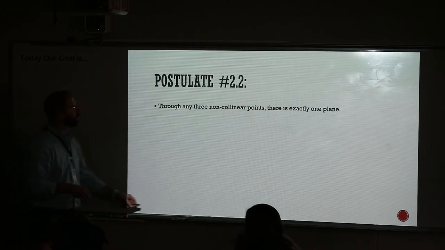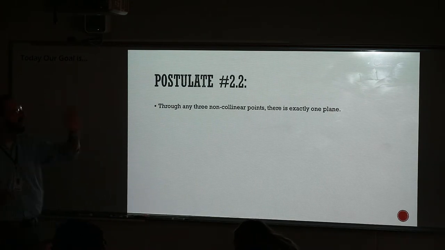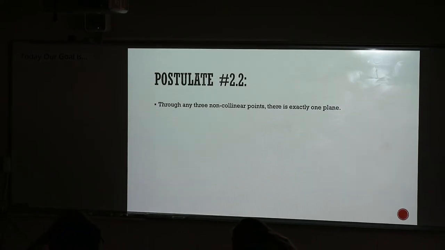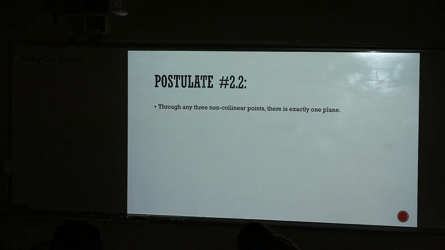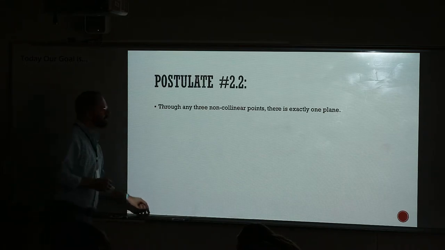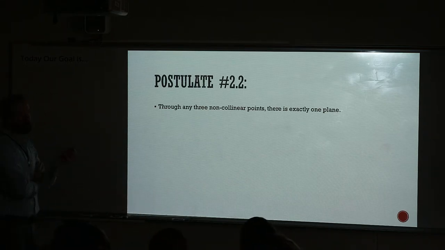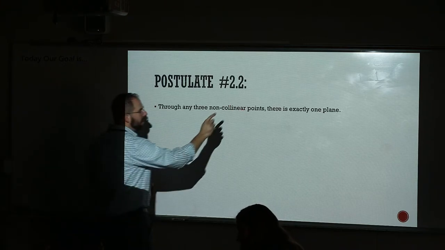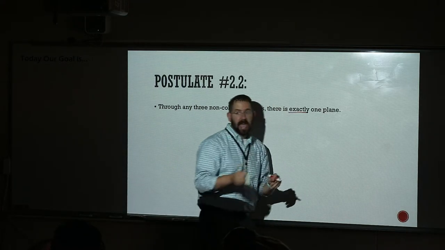2.2. I'll let you write this one. Through any three non-collinear points, there's exactly one plane. So again, that's the definition of what a plane is. Planes have non-collinear points, three of them, more specifically. So if there are any three non-collinear points, there's exactly one plane. Now, non-collinear, remember what that means? There's three of them, but non-collinear means not in a line, so not lining up together. So that makes one, and they use a very specific word, exactly one plane.